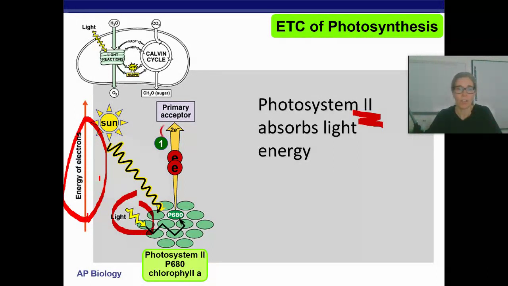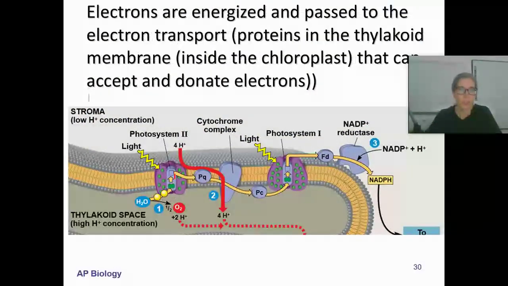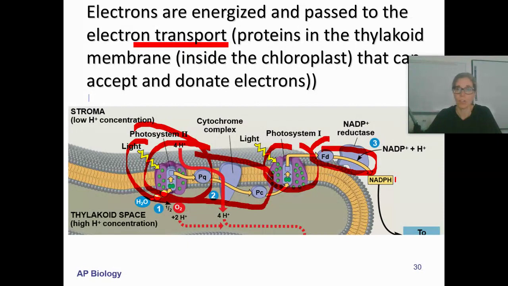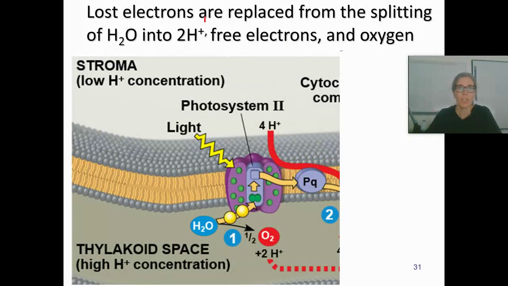So the electrons have energy, and then they have to be replaced. They're replaced from water. So far, what we're looking at is right here. The electrons are energized and passed to the electron transport chain. These are proteins in the thylakoid membrane inside the chloroplast that can accept and donate electrons. So this is your electron transport chain, and then we're going to have another photosystem with another small electron transport chain. The lost electrons are replaced from the splitting of water, which releases hydrogens inside the thylakoid membrane, and then just oxygen as a waste product. So the electrons physically come from water, but they get their energy from light.